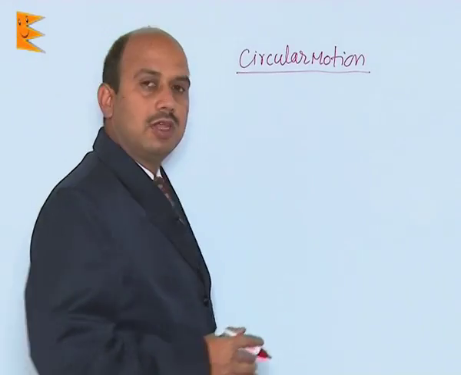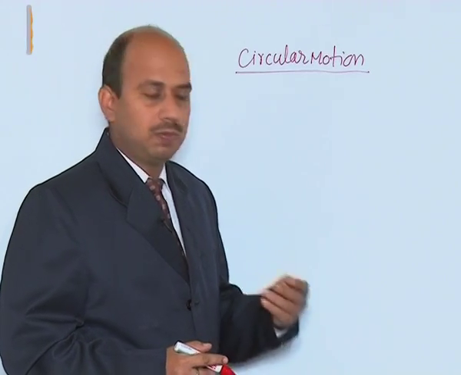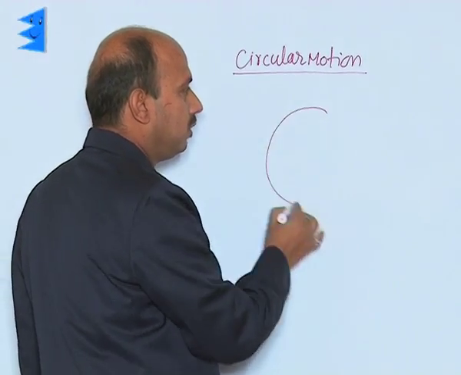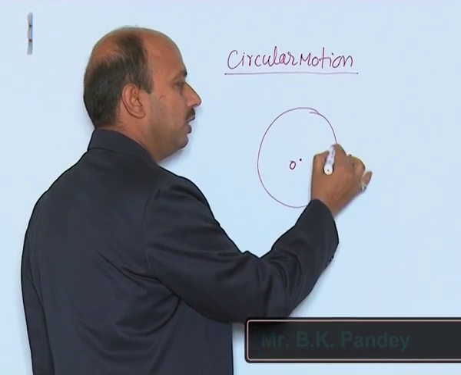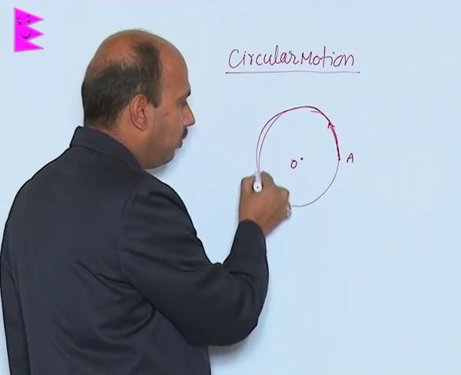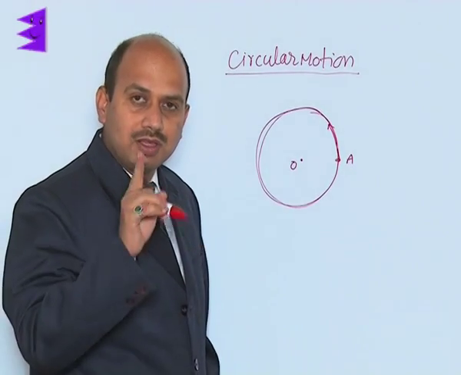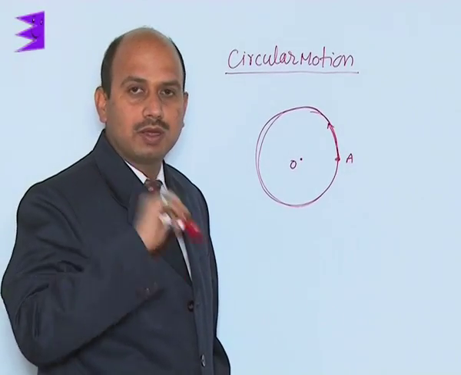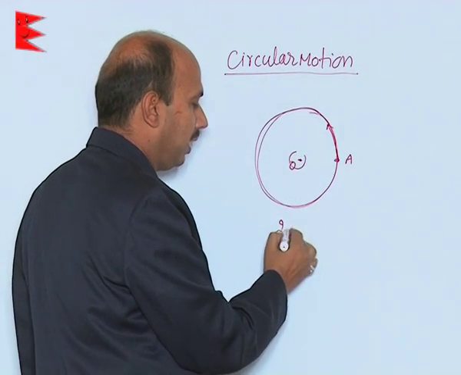Now, in circular motion we have discussed angular velocity, angular acceleration and angular displacement. If the object is moving in a circular path, this point is O and this point is A, and the object is moving like this. When the object completes one revolution, it starts from A and reaches point A again. We say the object has completed one revolution, and the total angle made at the center is 2 pi radian.